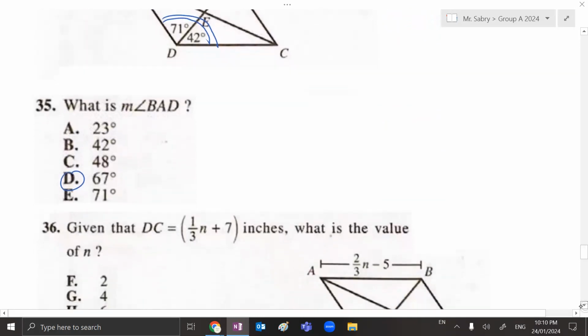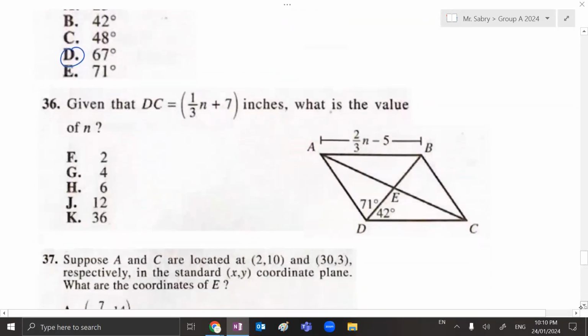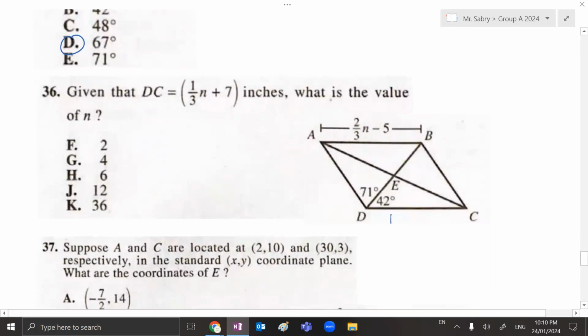Given that DC equals 1 over 3n plus 7 inches. So here's DC, this one equals 1 over 3n plus 7. What is the value of n? What do I know about these two sides? They're supposed to be equal to each other because in a parallelogram the opposite sides are equal to each other.